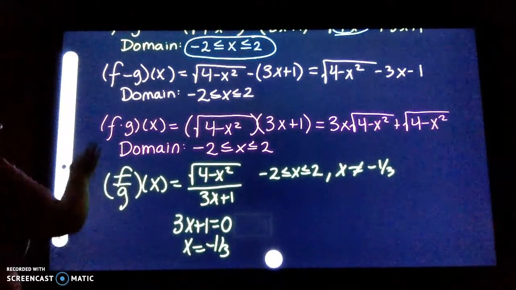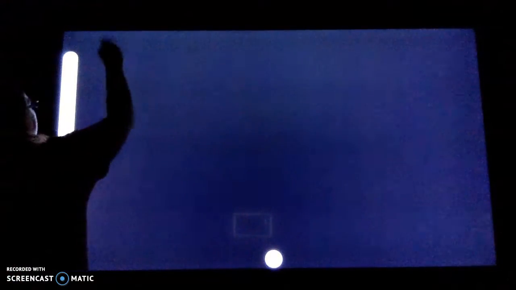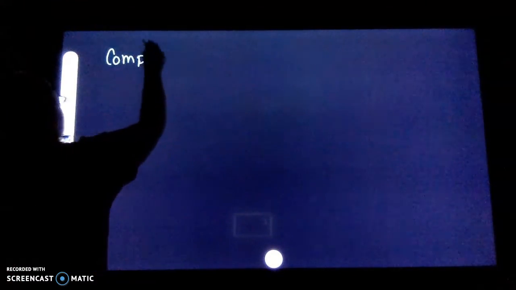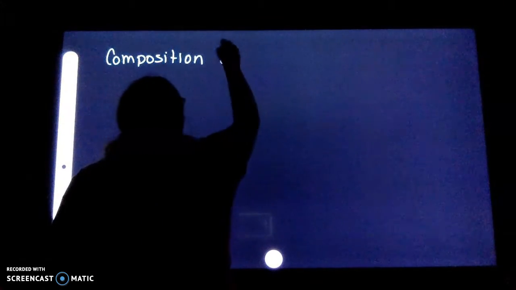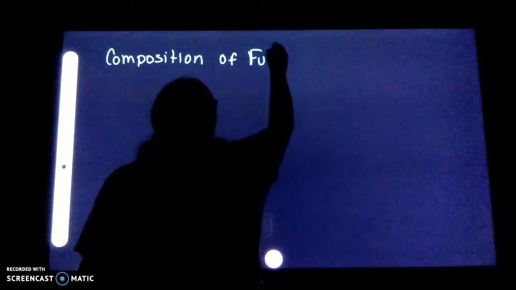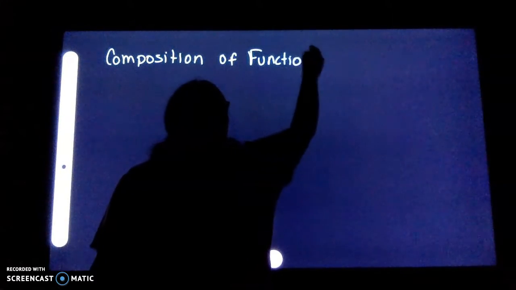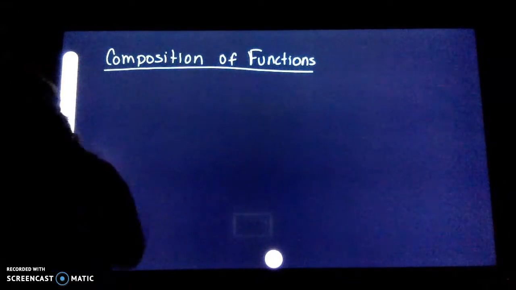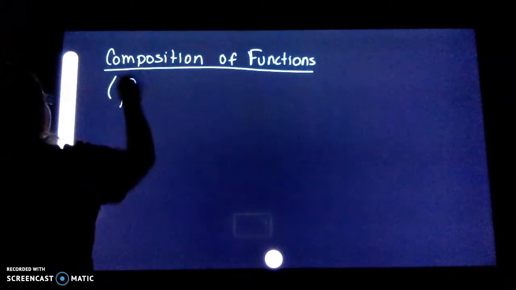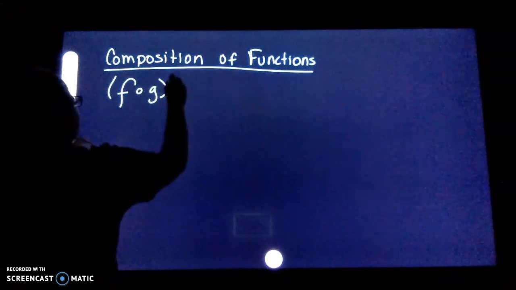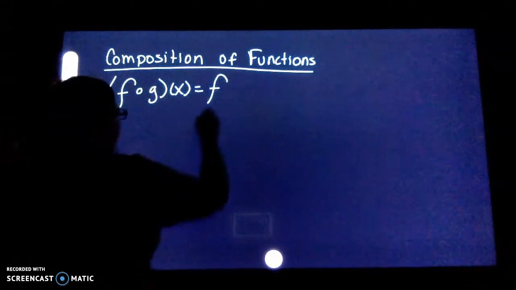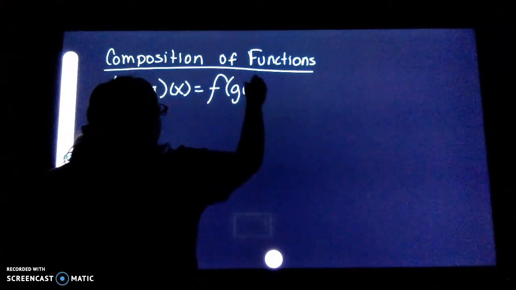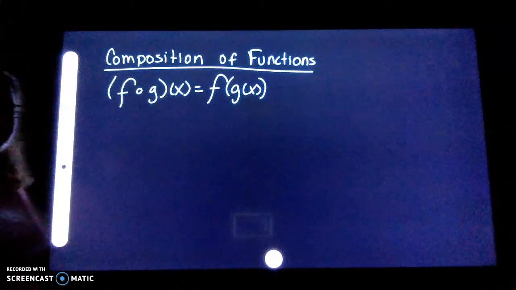So after operations of functions, we also do composition of functions. This is a little bit different because it is plugging one function into the other function and solving it that way, not just multiplying them together. So we look at this as f of g of x, which is the same thing as taking that outside function f and plugging the inside function g into it.